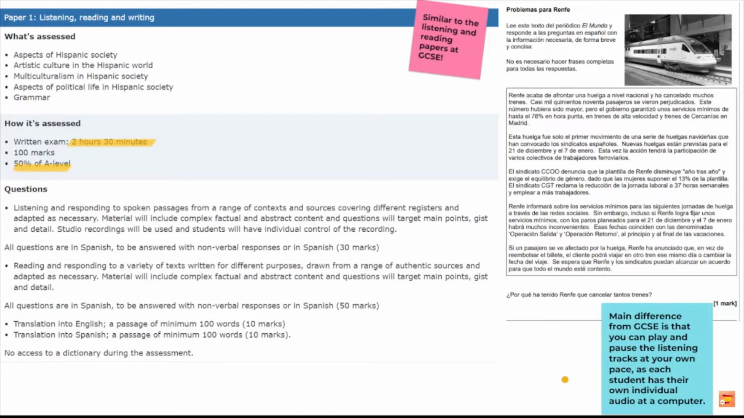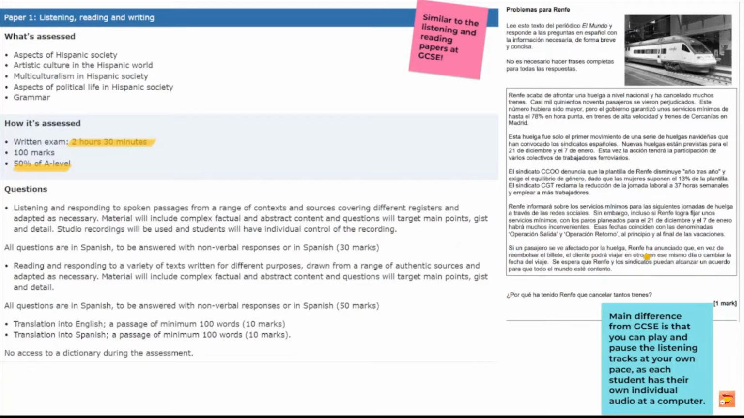Now, on the right is an example of one of the reading questions. The vocabulary will look tricky right now, but once you study the topics, you will learn so much new vocabulary that you will be able to answer these questions somewhat easily. But hopefully you can see that the layout of the questions aren't too different than what you are already familiar with from GCSE.